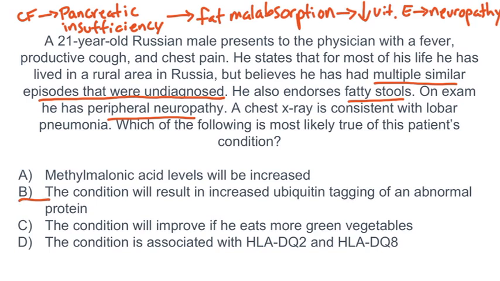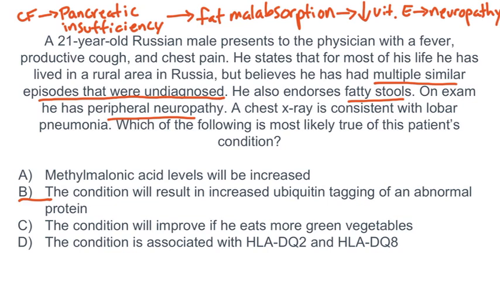The correct answer is B. The condition will result in increased ubiquitin tagging of an abnormal protein. Recall from the pathophysiology of cystic fibrosis that the CFTR protein contains a mutation resulting in impaired glycosylation and proper folding of the protein. When proteins are not folded properly, they're tagged by ubiquitin and then sent to the proteasome for degradation.